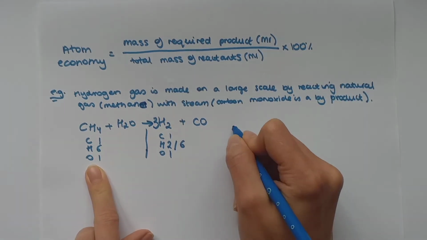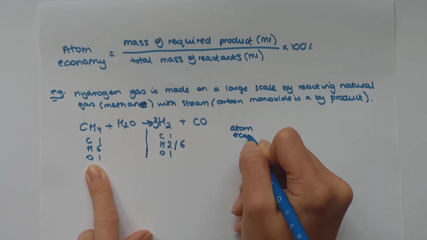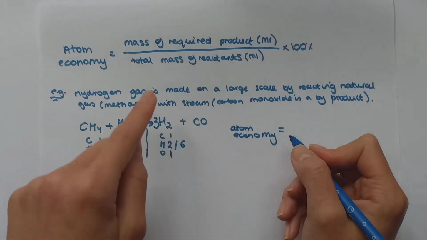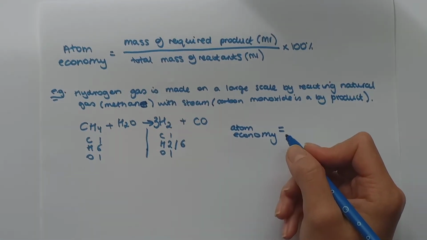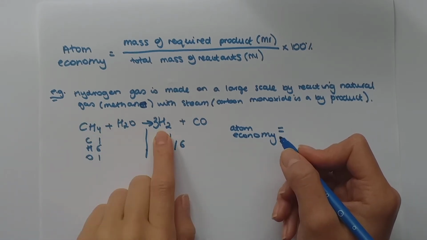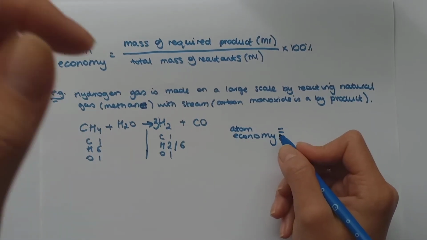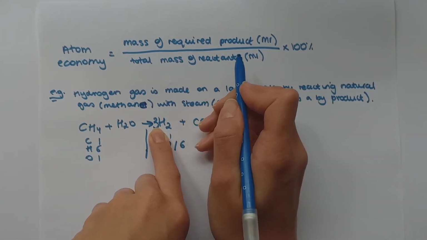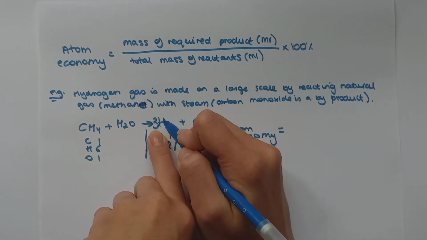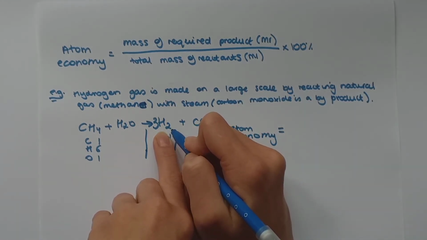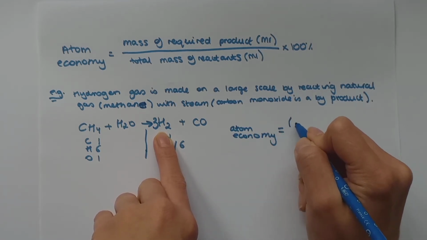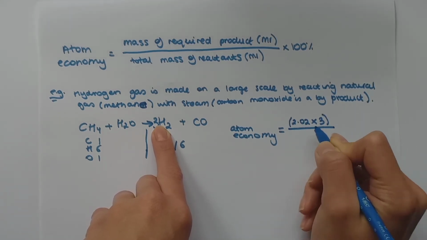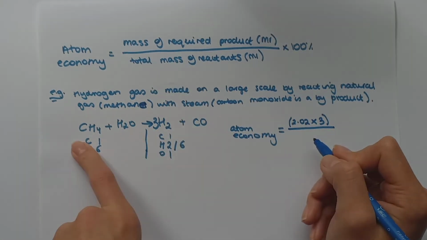Now we're trying to find the atom economy of hydrogen. So the mass of required product, our required product is the hydrogen. This reaction had to be balanced before we could continue with it because this number in front, this ratio, is very important. So the MR of the required product, H2 itself, is 2.02. But we have 3 of it, so we have to times it by 3. That's the required product.